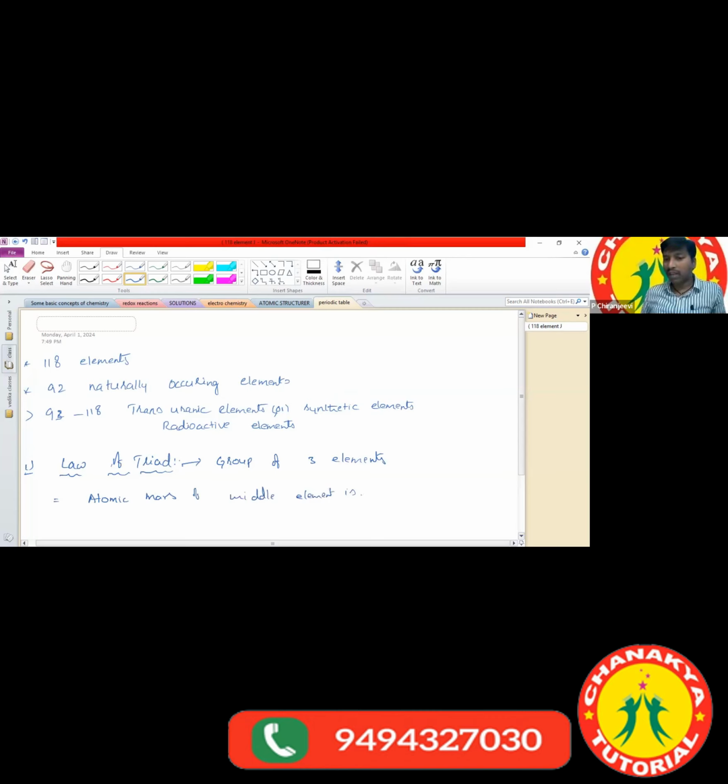The atomic mass of the middle element is the arithmetic mean of the other two elements. Sir, what is the example?